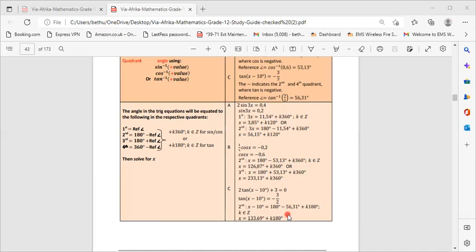So what will we have here? We will have, remember, 180 degrees minus 56,31 degrees, which is equivalent to 123,69 degrees. So what you will have is that x minus 10 degrees is equal to 123,69 degrees plus k times 180 degrees. But remember, we are solving for x. So you need to isolate x, meaning you need to bring the negative 10 to the right-hand side of the equation.